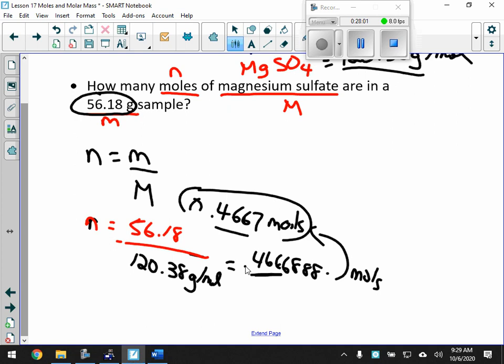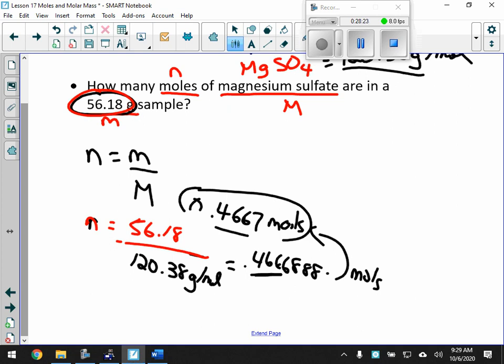But 120 grams is a lot of material, so we probably don't have that much. Okay, just so you're aware. Even 56, by the way, is quite a bit. I don't even know if our scale would go that high, to be honest. All right, good. All right.